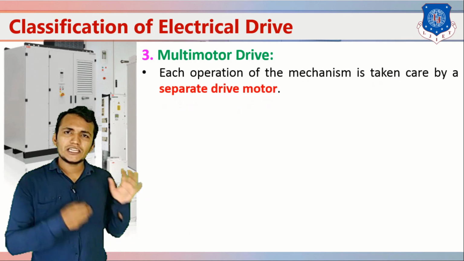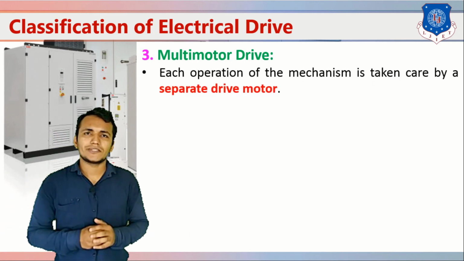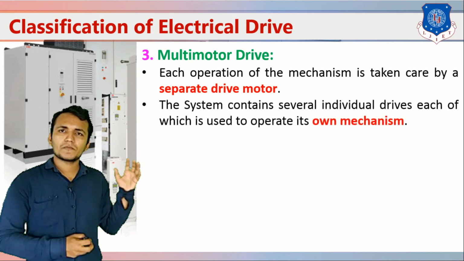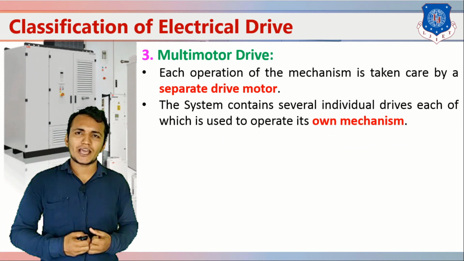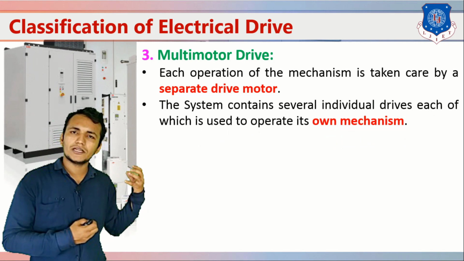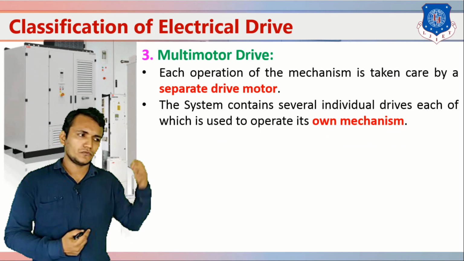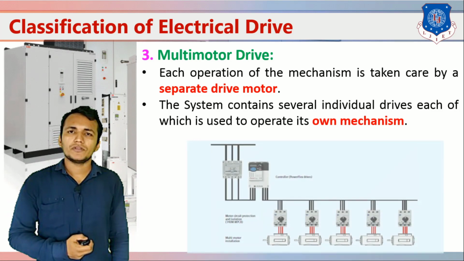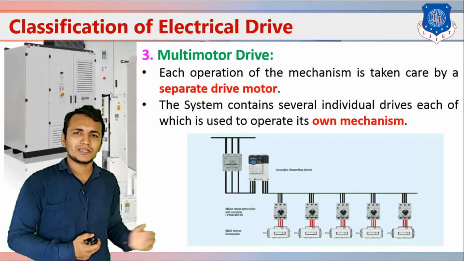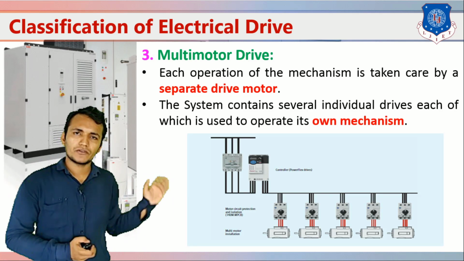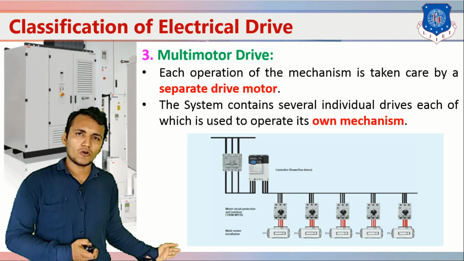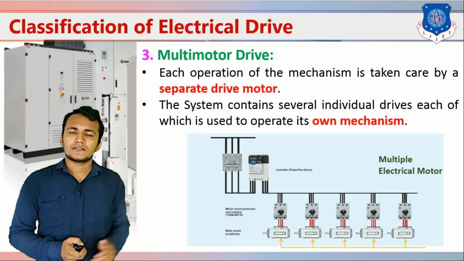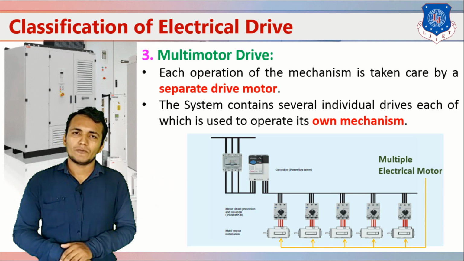So we can say that each operation of a mechanism is taken care of by a separate drive motor. Okay, and the system contains several individual drives, each of which is used to operate its own mechanism. So that is a multiple motor drive system. Now if we see the figure for multiple motor drive, you can see there are 5 motors connected here. In this, that is a multiple electric motor.